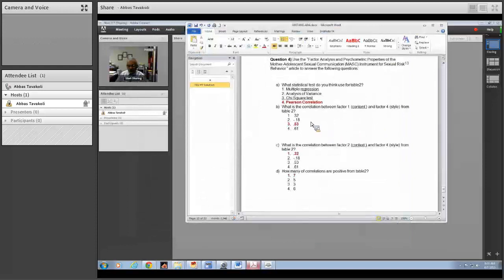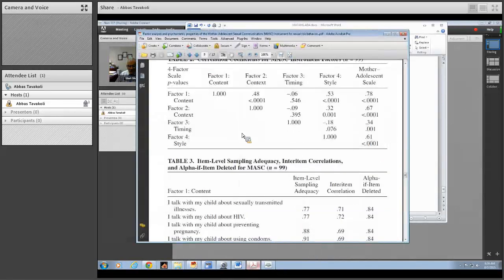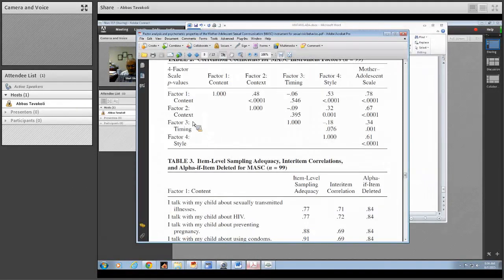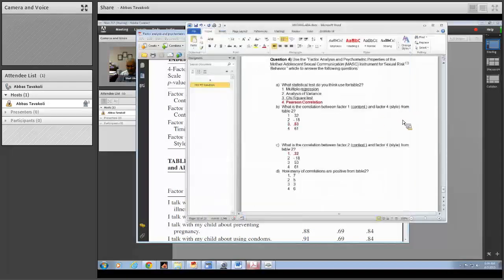And question 2 was, what is the correlation between content and style? Easily from the table, you can see content and style is 0.53, is significant, is positive. If you look at all those correlations, the second value is the p-value. If it's less than 0.05, it is significant. So for example, content is significant with context, style, and mother adolescent scale, not with timing. What is the correlation between context and style? You look at context and style, again 0.32 is the correct answer.